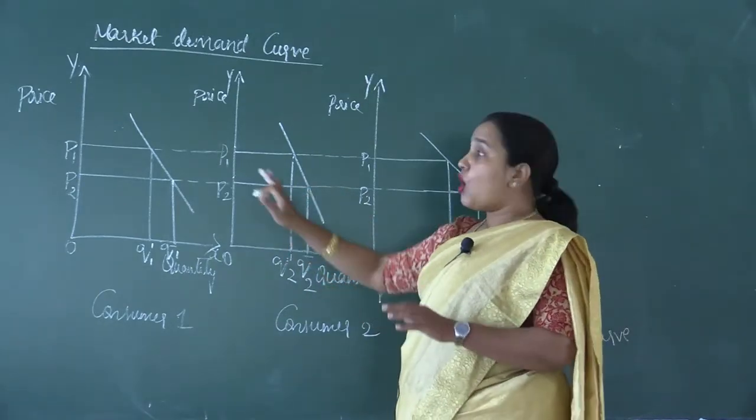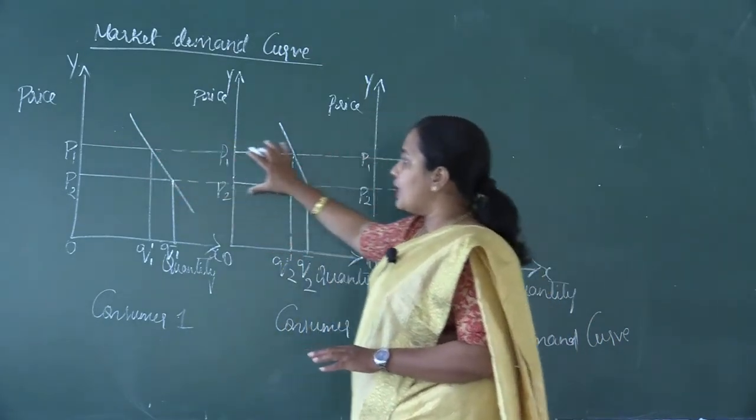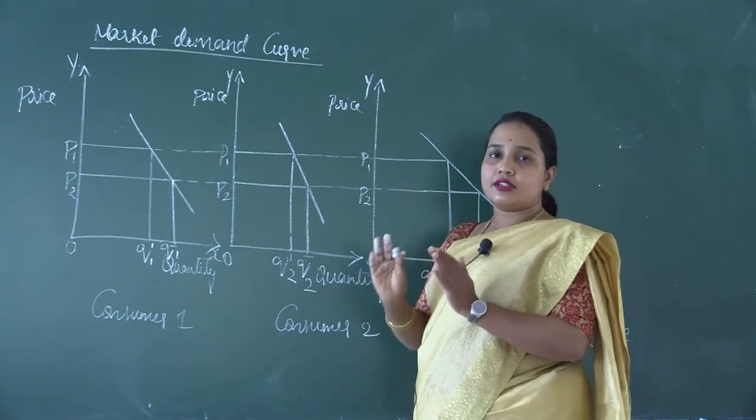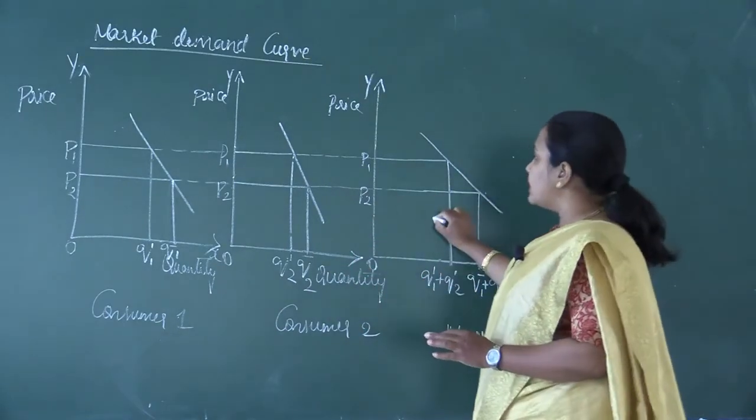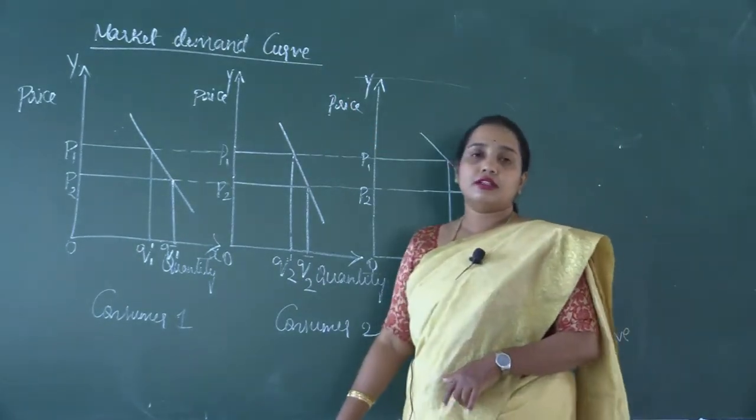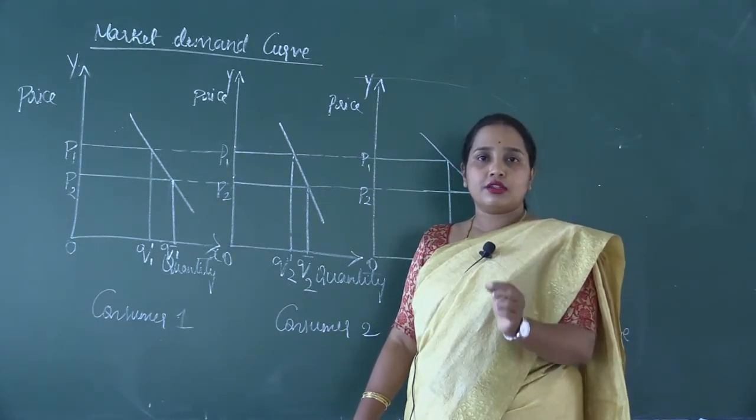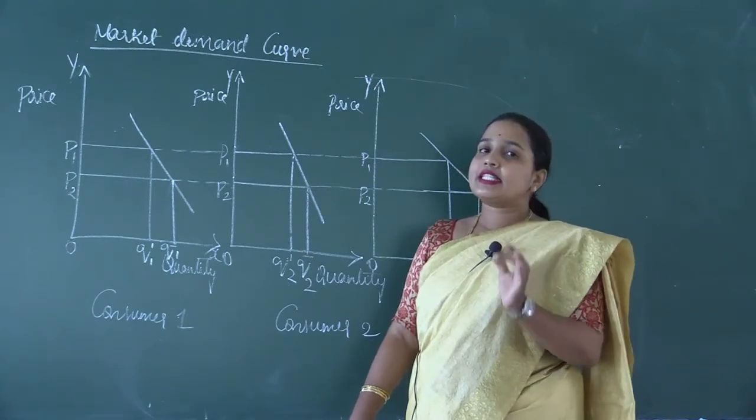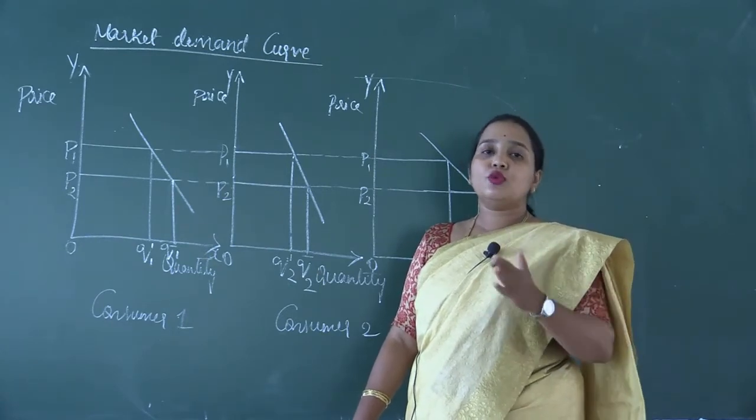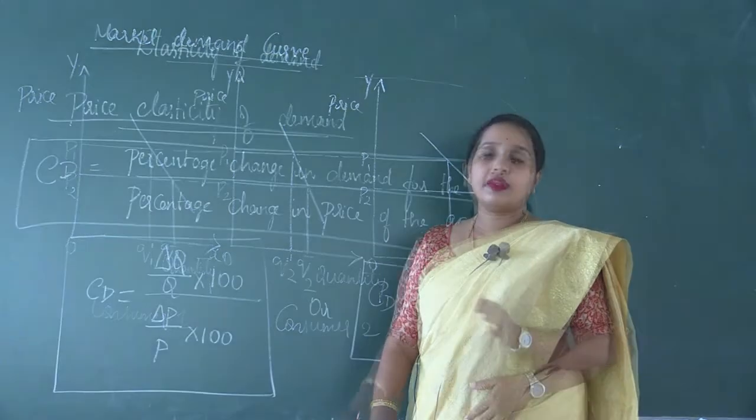In this way, horizontally, how have we added the individual demand curves? You can just see we have added the individual demand curves of consumer 1 and consumer 2 horizontally to derive the market demand curve. This method of adding up two individual demand curves in a horizontal form is called horizontal summation.